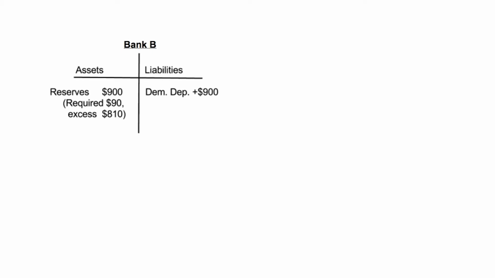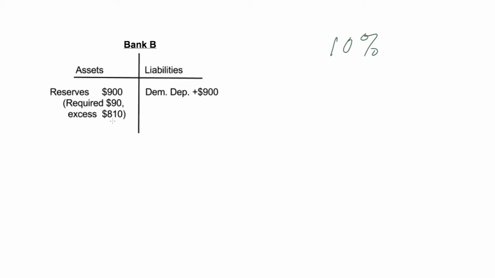As we've talked about previously, what's on the liability side, he has made his deposit of $900, is also on the asset side as reserves. Again, with a 10% reserve requirement, this means that 90 must be kept either in the vault or on deposit at the Regional Federal Reserve, and it allows excess of 810.